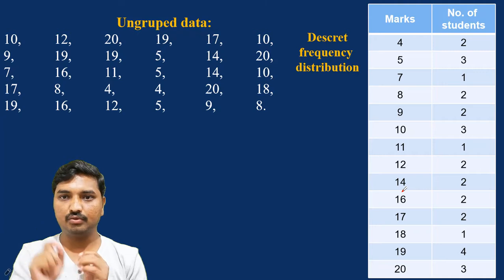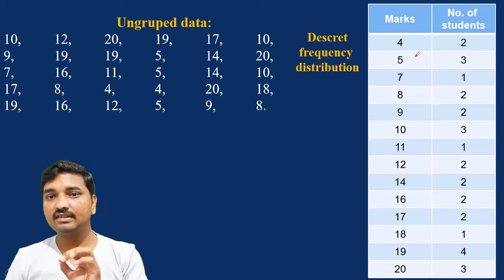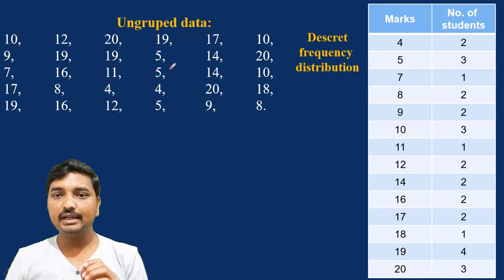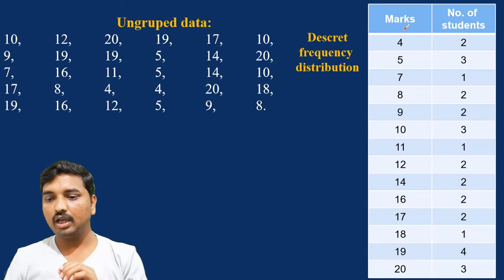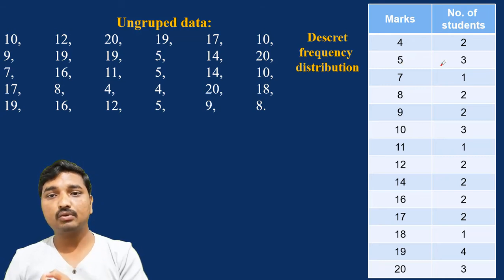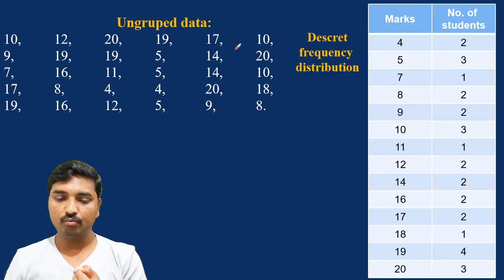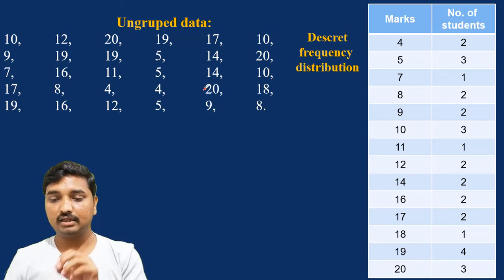Now one more thing. Look here, I have not written 3. If you want to write 3, its frequency becomes 0 because no student gained 3 marks. In the same sense, 6 is absent. I have not written 6. If you want to write 6, then you have to assign its frequency as 0 because no student gained 6 marks. So this is how to group data in the format of a discrete frequency distribution.